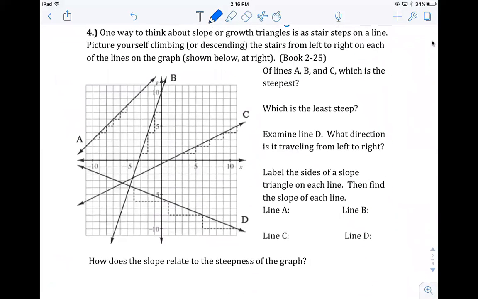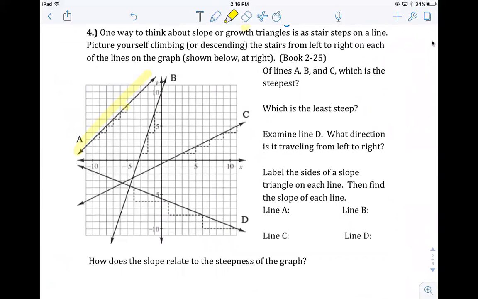For the last question, problem 4, one way to think about slope is stair steps on a line. So picture yourself climbing or descending the steps from left to right on each line. So of lines A, B, and C, we want to figure out which one is the steepest.